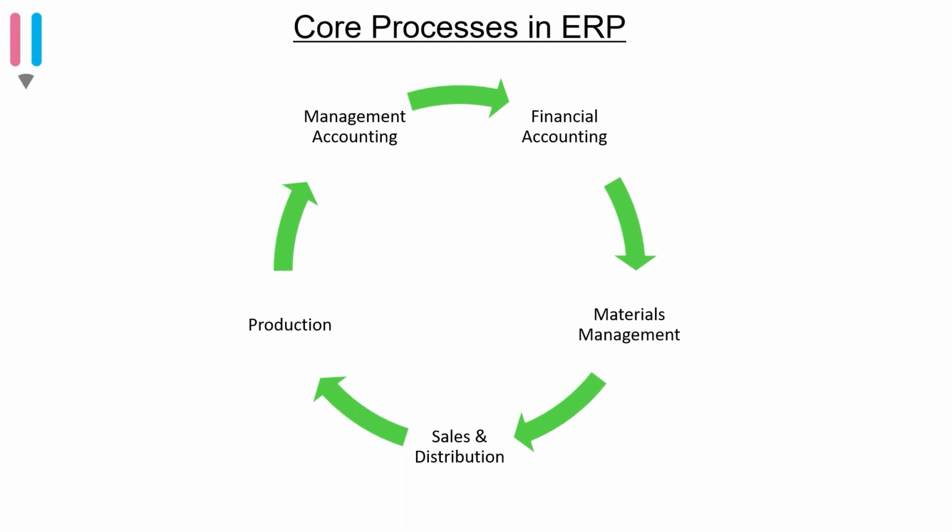So these are the core differences between finance and controlling. The finance is solely used for external reporting purpose. The management accounting, CO, is solely used for internal reporting purpose.